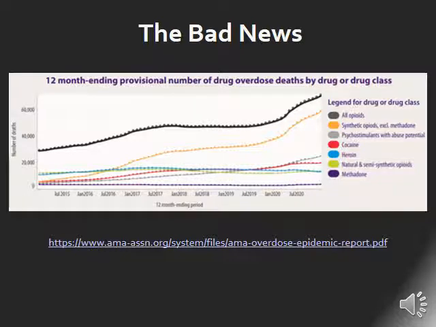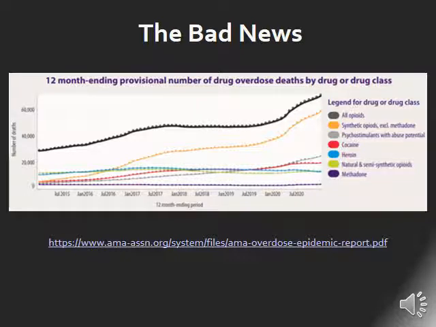Unfortunately, that was the good news. Overriding that is the fact that there were an estimated 100,000 drug overdose deaths in the United States during the 12-month period ending in April 2021. That's an increase of almost 30% from the same period a year before. The overdose deaths from synthetic opioids, primarily fentanyl and its congeners, and the psychostimulants such as methamphetamine also increased in the 12-month period ending in April 21.